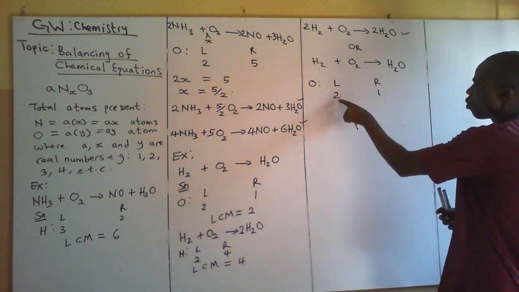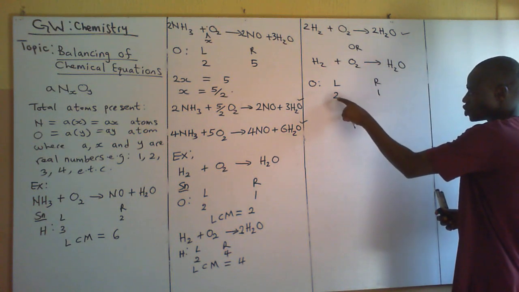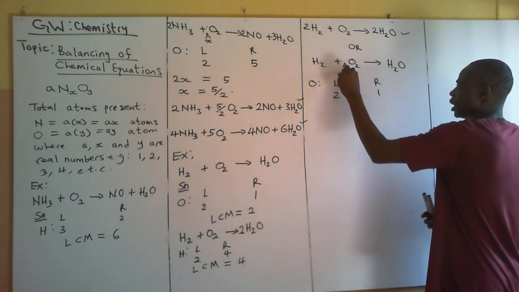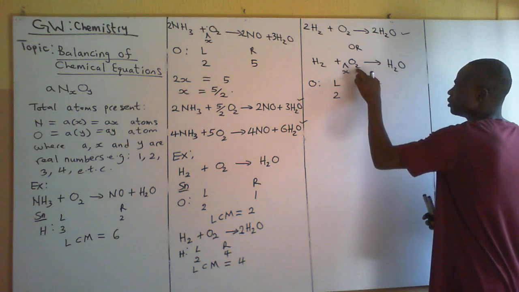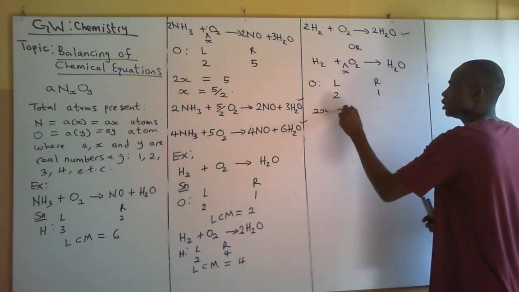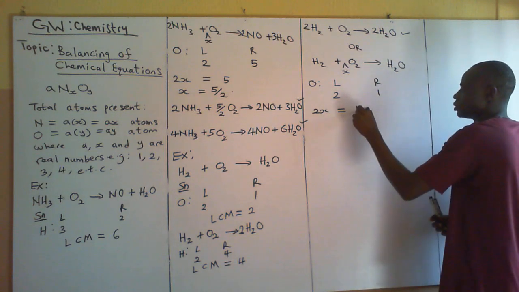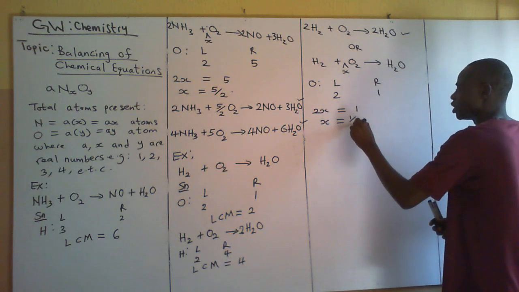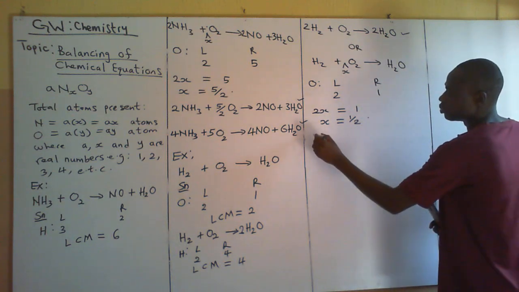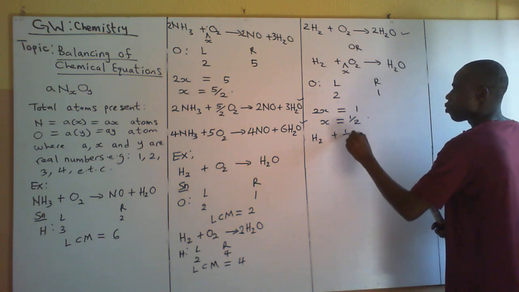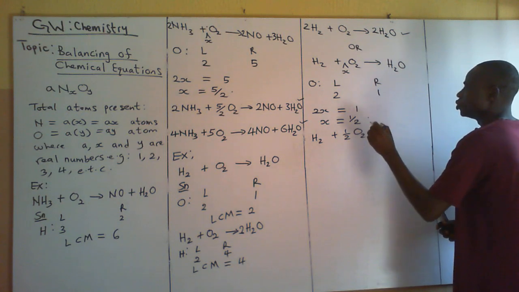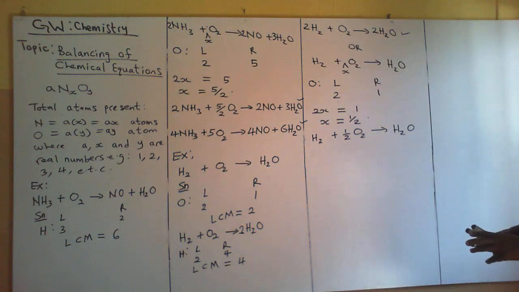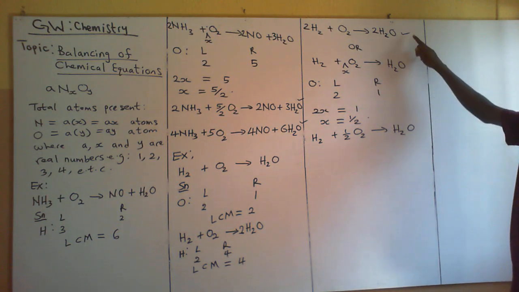Think of something. What is the fraction that will multiply 2 to give us 1? Take that particular fraction to be x. Then you say 2 times x, 2x equals 1. Make x the subject of the formula, then x equals 1 over 2. Then replace it. It becomes H2 plus 1/2 O2, giving H2O. This equation is balanced. This and this are the same.